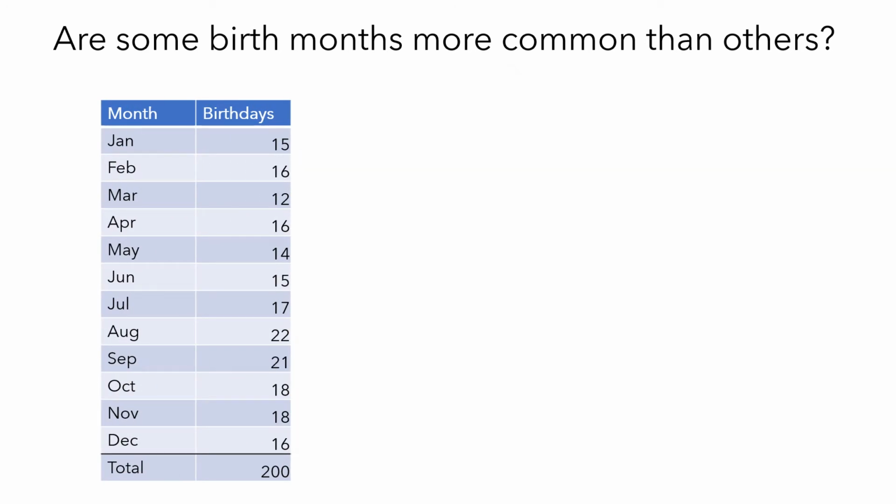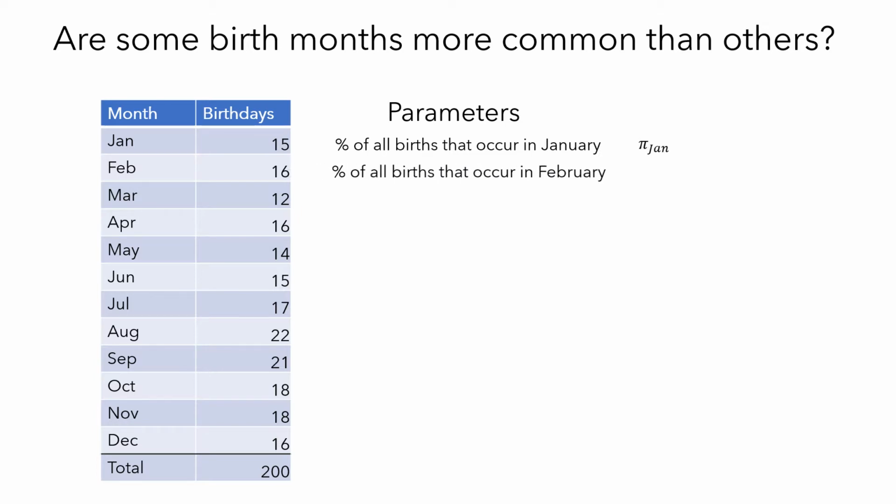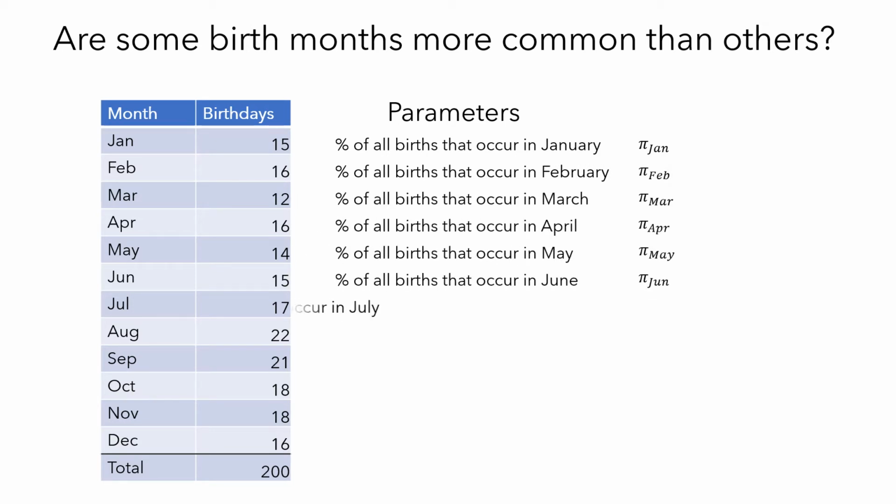Now, I'd like you to pause the video and try to identify the parameter and some hypotheses you could make about the parameter. At first, it seems like there should be 12 parameters. The percent of all births that would occur in January, which we can also write as pi sub jan, and the percent of all births that would occur in February, which we could write as pi sub feb, and so on, one for each month.